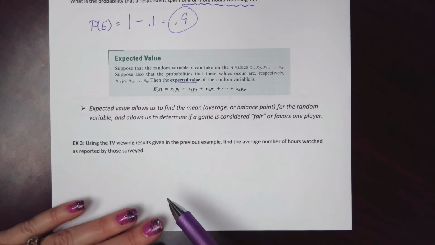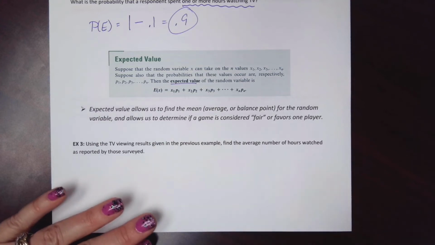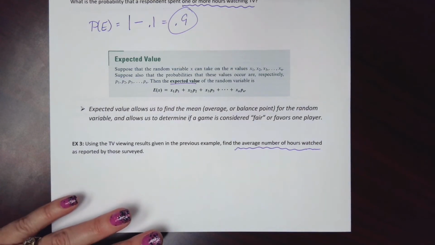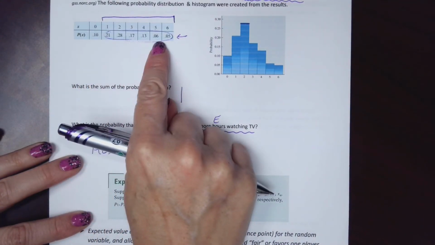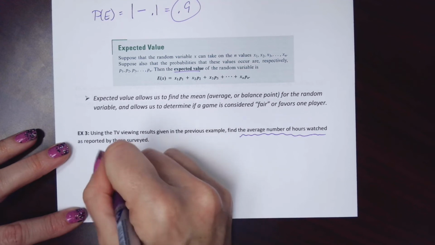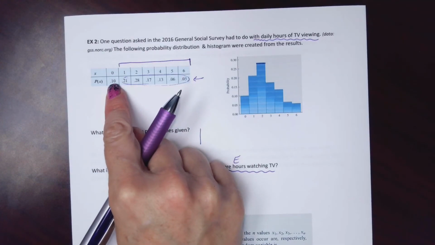So let's go back to our TV viewing example and find the expected value by finding the average number of hours watched as reported by those who were surveyed. When we find the expected value, we assign a weight to each of our values of x, and the weight is equal to the probability. So I have 1, 2, 3, 4, 5, 6, 7 different outcomes. To find the expected value, or the weighted mean, I'm going to multiply each outcome by its probability.